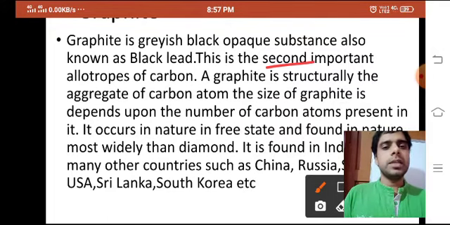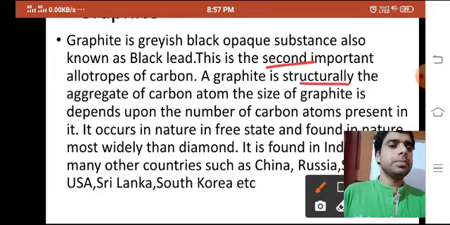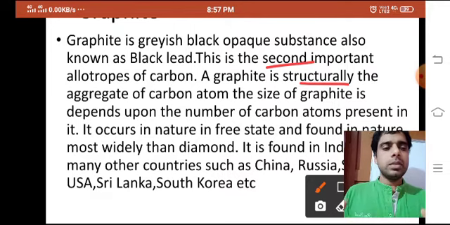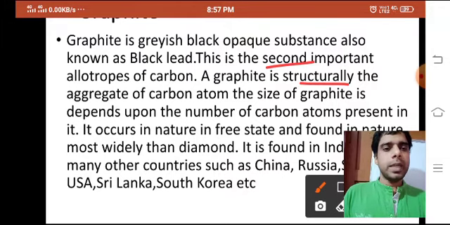diamond, second is graphite. Graphite is a structural aggregate of carbon atoms. This is the carbon aggregate. If various types of carbon combine together, then we will get graphite. In the diamond, you have seen the structure, and in graphite, the hexagonal structure would be there. We will see a diagram for that also.